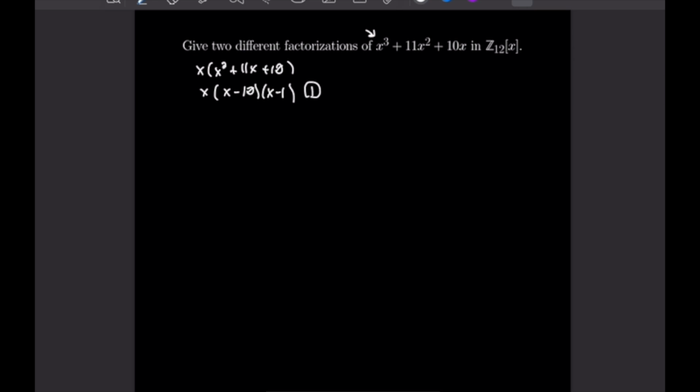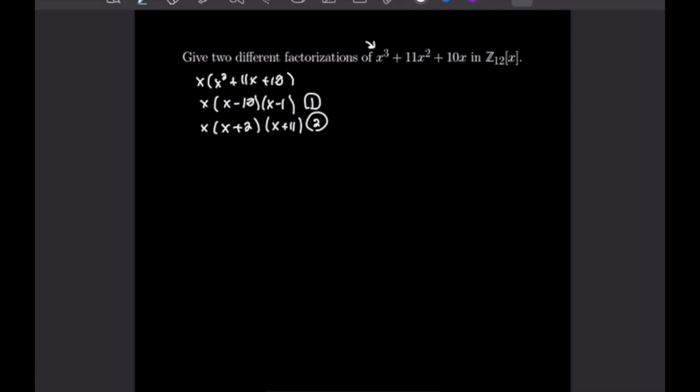But of course, using the rules of Z12, we can rewrite this as x times, well, negative 10 is equal to 2 in Z12, so x plus 2, and negative 1 is equal to 11 in Z12, so that'll be x plus 11, and that will give us our second factorization of this polynomial in Z12. So that was pretty straightforward. Let's go ahead and get into our next one.